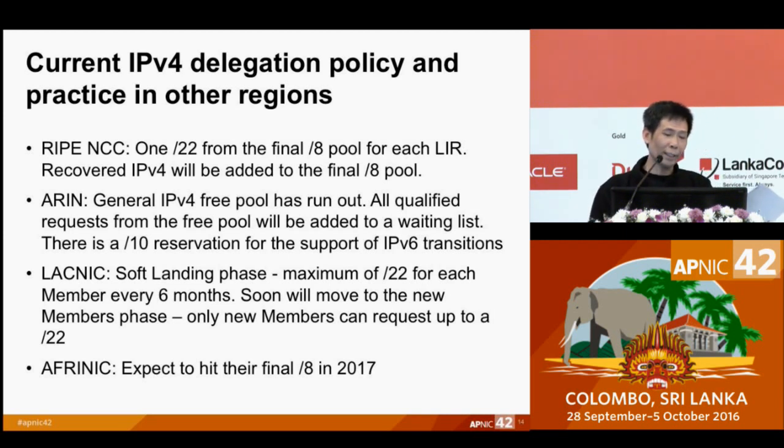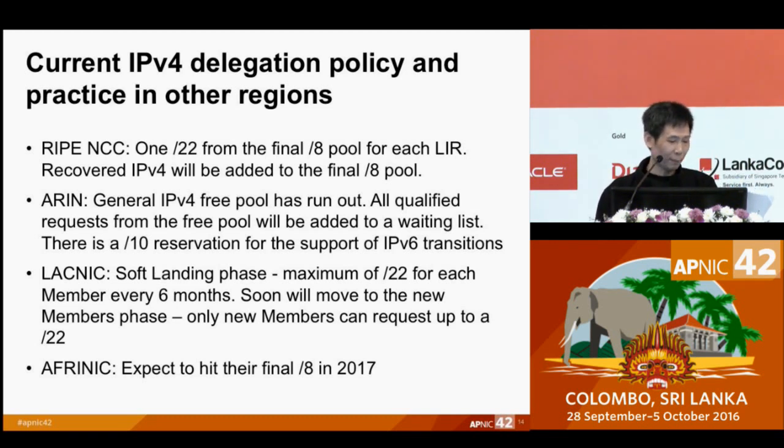Let's look at LACNIC. They are in the soft landing phase, and each member can request up to a /22 every 6 months. Very soon, they will move to a new member phase, where only new members can request up to a /22, and there's no additional allocation after that.